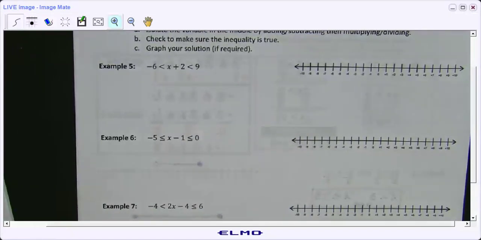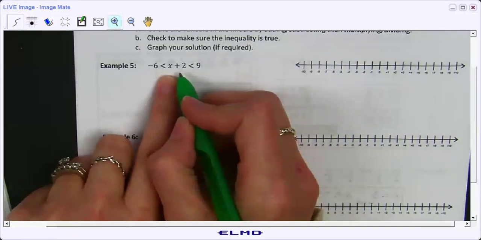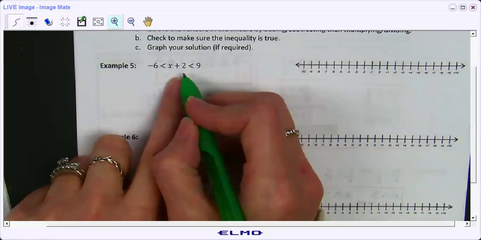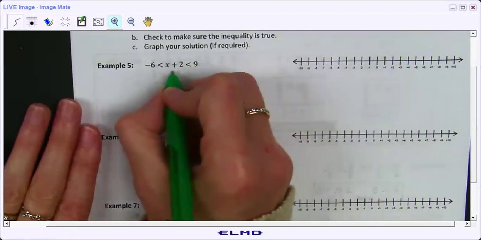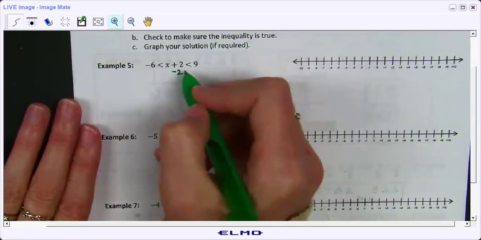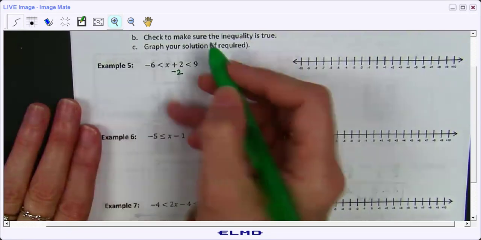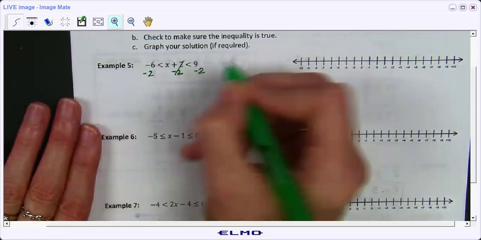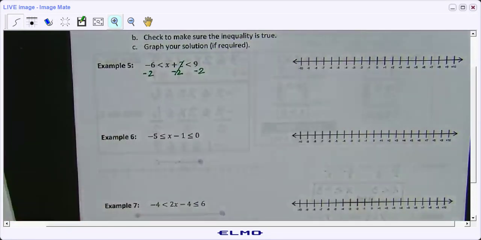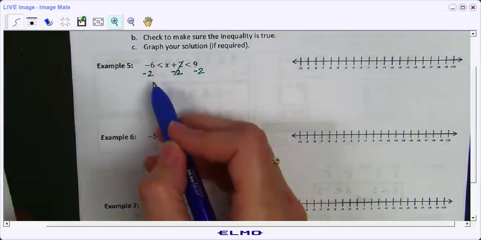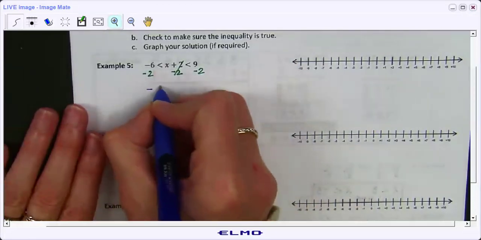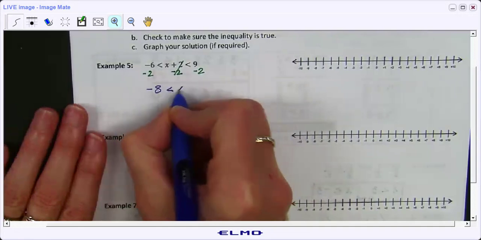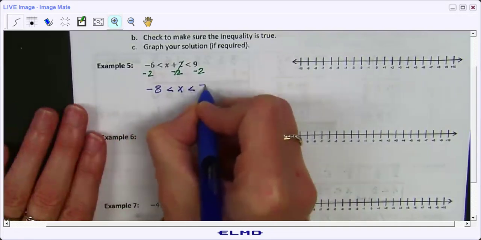All right, so in the middle, to isolate our x, we do the inverse operation of adding 2, and we subtract 2. And whatever we do in the middle, we have to do to both sides. So we're going to subtract 2 in all sections of the compound inequality. So -6 minus 2 is -8, which is less than x, which is less than 7.